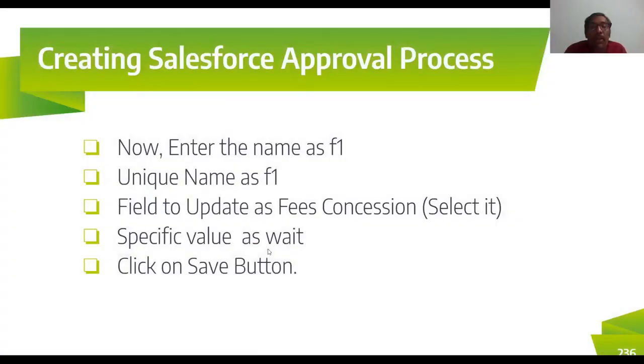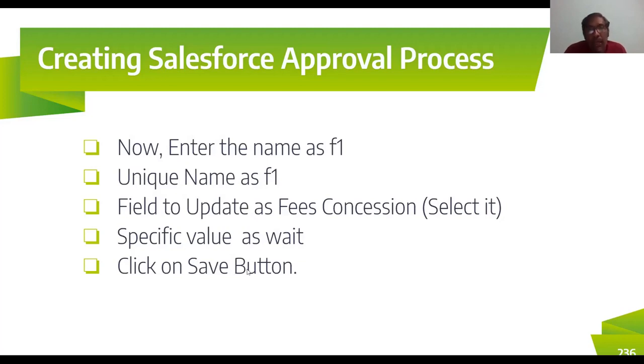After selecting the field update, we're going to enter the name as F1, unique name as F1. The field to update is what? Here you're going to select the fees concession, right? Specify the value as wait, and then click on the save button, right? So now on initial submission, what happened? The fees concession has to be selected as wait. We have a field called fees concession. The amount is less than 10,000, right? So the field should be updated. So then now he has to wait, right?